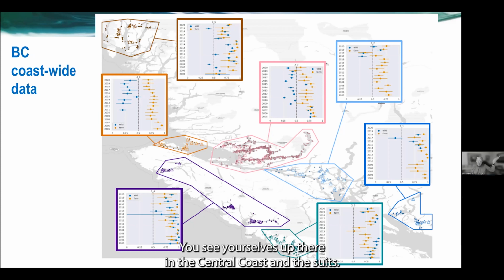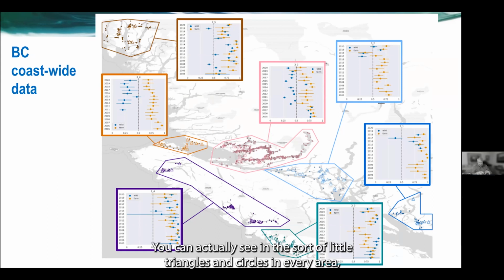You see yourselves up there in the Central Coast in Kitasoo. And what you see is, if there is data available from a farm, which there isn't every year, you'll see a little orange line. If there's data available from wild, you'll see a blue line. So you can see, for example, in Discovery, we've got much less wild data. In the early years, again, in Port Hardy area, not so much wild data. So you see a little bit about the extent of the data.